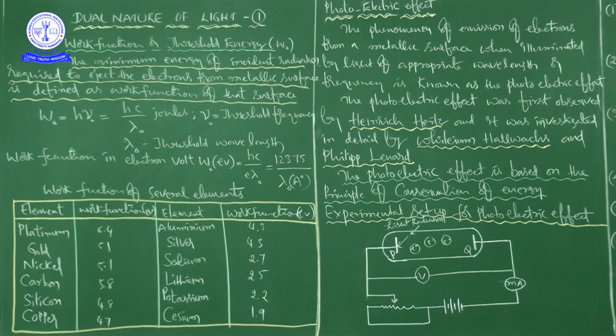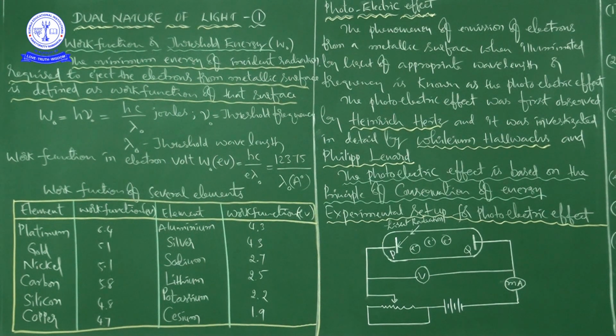And gold, nickel, carbon, silicon, copper. On this side again aluminium, silver, and then sodium, lithium, potassium, cesium. So they have given different elements. For these elements, what is the minimum energy required?